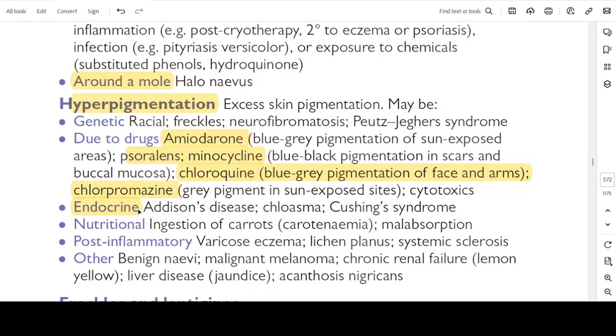Endocrine causes: Addison's disease, melasma, Cushing syndrome. Nutritional causes: ingestion of carrots, carotenemia, and malabsorption diseases. Post-inflammatory hyperpigmentation: varicose eczema, lichen planus, systemic sclerosis. Other causes of hyperpigmentation: benign nevus, malignant melanoma, chronic renal failure with lemon yellow pigmentation, liver disease, jaundice, acanthosis nigricans.